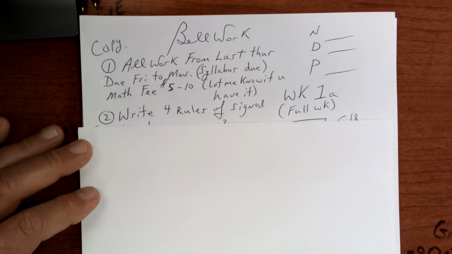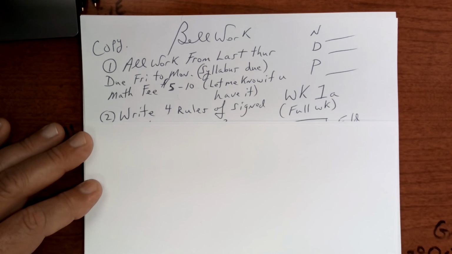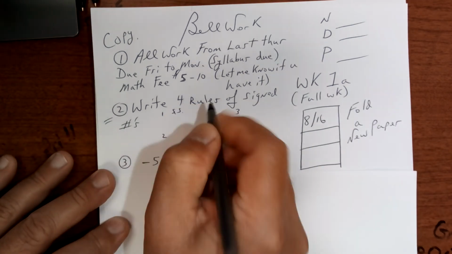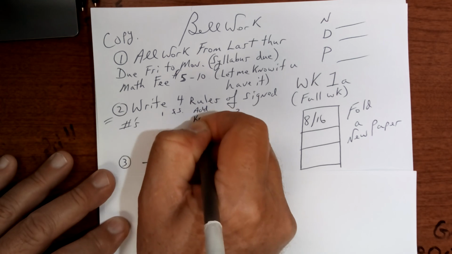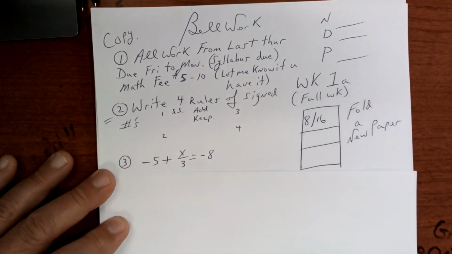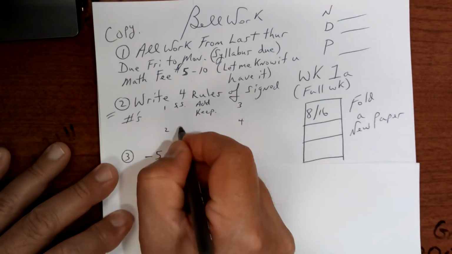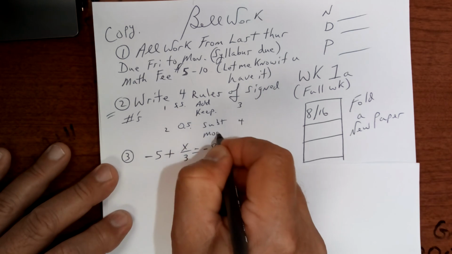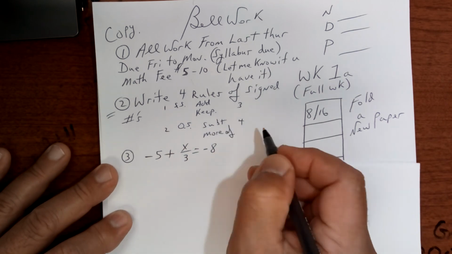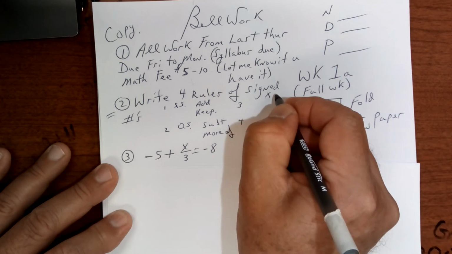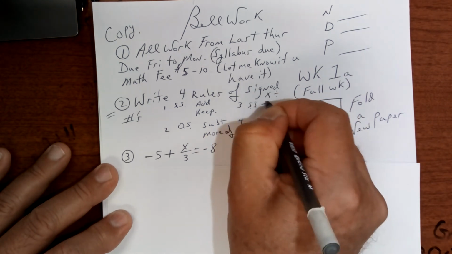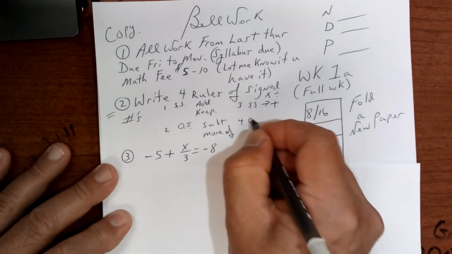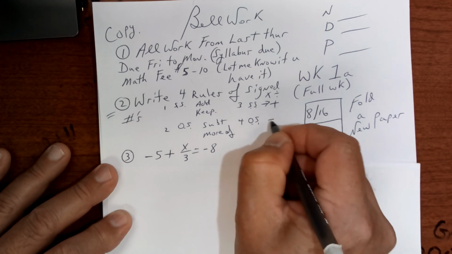It says write the 4 rules of sign numbers. Let's talk about that. Number 1 is same signs. If the signs are the same, you're going to add and keep the sign. If the signs are opposite signs, you're going to subtract and keep the sign that you have more of. When you multiply or divide, same sign, 2 negatives will be a positive and 2 positives will be a positive. And then opposite signs, a positive and a negative, will be a negative. So make sure you know these rules.